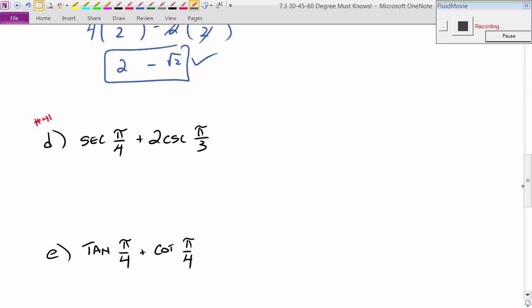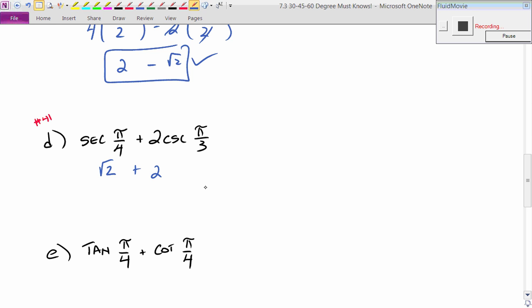All right, and then let's do D. D is problem set number 41 of the homework, so if you need to refer to this one, you can come back to it, okay? Now, we've got a secant of pi over 4. Now, that's a nice to know one, so let's go back. What is the secant of pi over 4? That's a rad 2, plus 2.